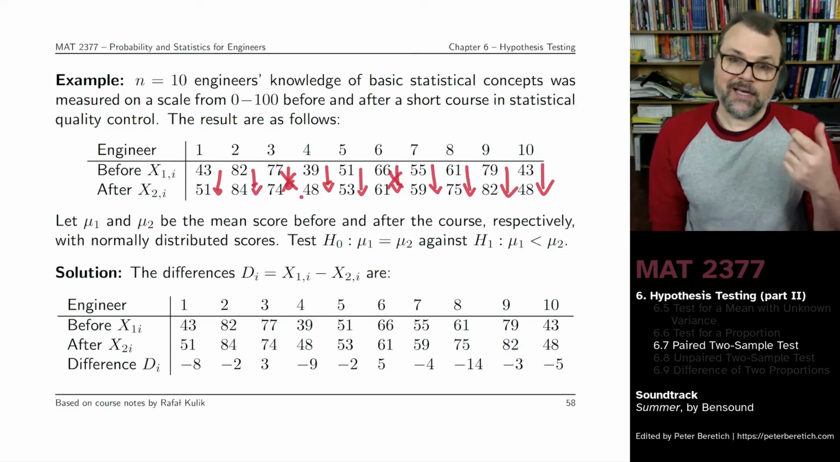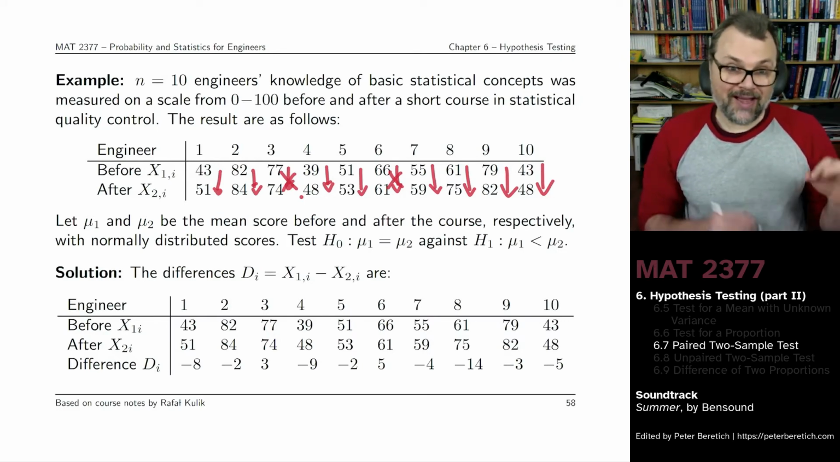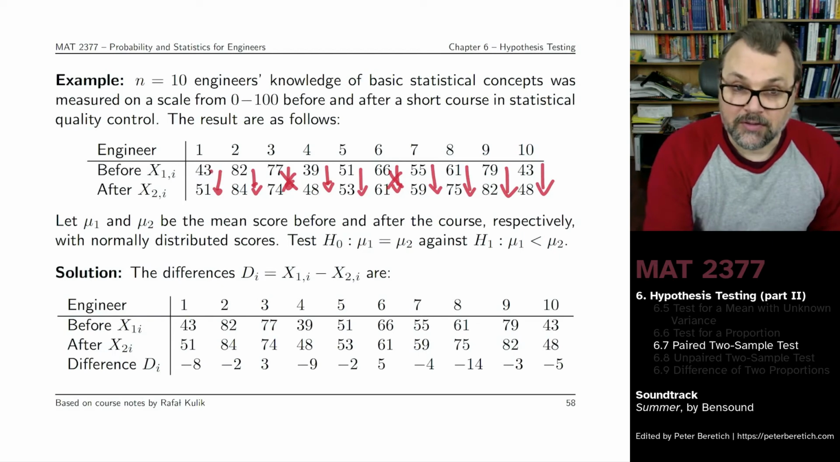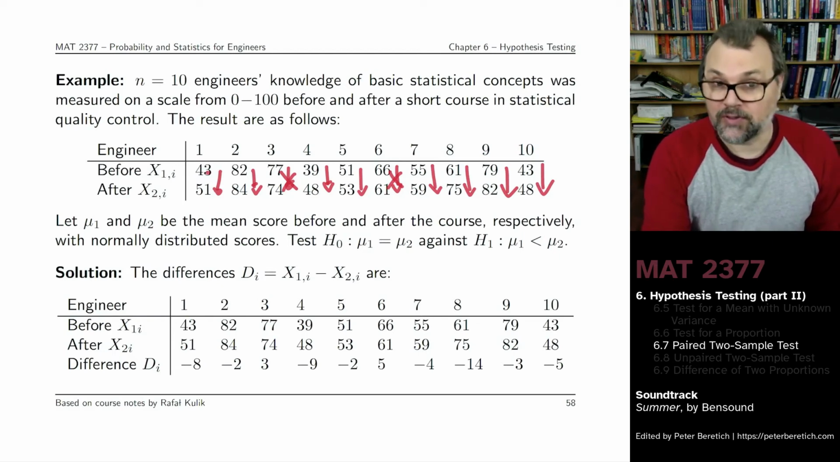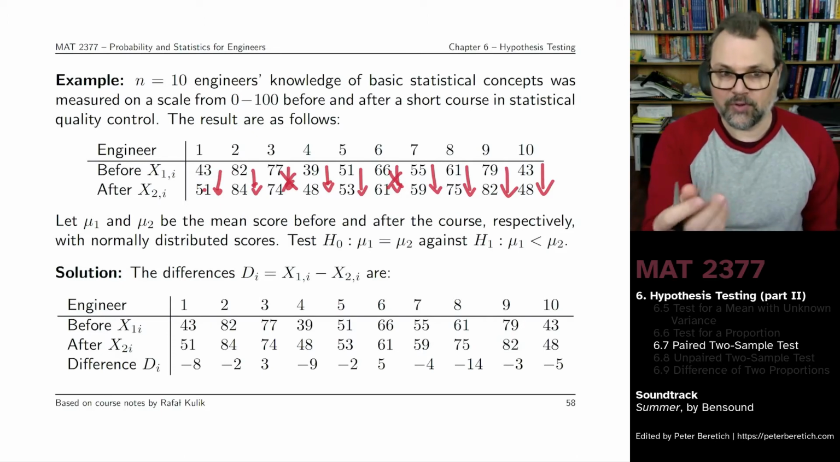So this is a 2-sample paired test. For every observation, every unit, I have 2 measurements. And the 2 measurements refer to the same person, the same unit.